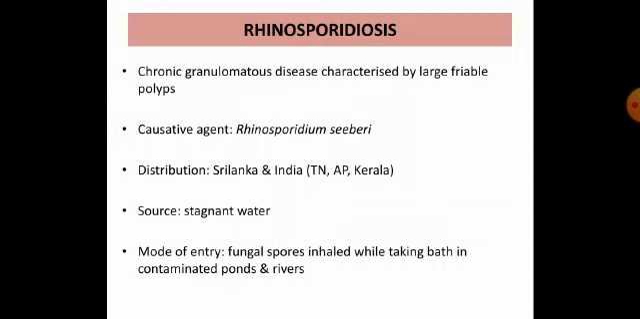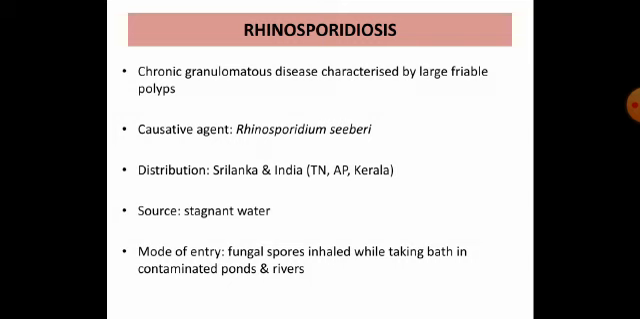First, coming to what is rhinosporidiosis. Rhinosporidiosis is a chronic granulomatous disease characterized by formation of large friable polyps. You all know what is a polyp? It is a large mass. So the organism or the fungi which is known to cause rhinosporidiosis is Rhinosporidium seeberi. It is a single organism.